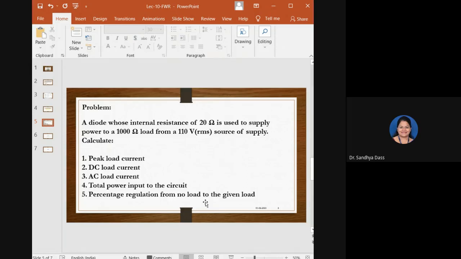One point to note here: if the transformer turn ratio is not given, we will always take N1 by N2 to be 1. In all the numericals, if the transformer turn ratio is not given, then you will take N1 by N2 equal to 1.